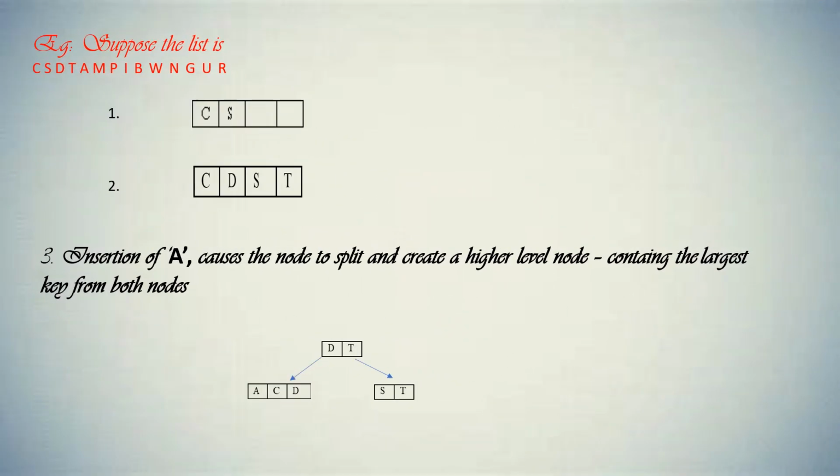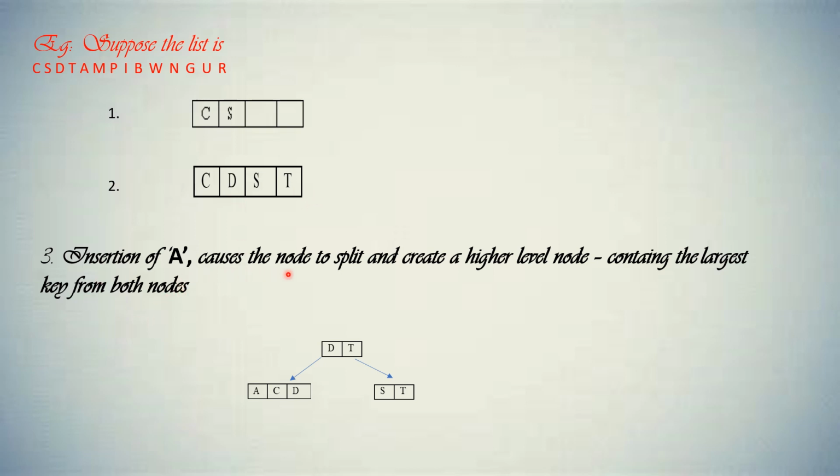Here is an example. Suppose the list is C, S, D, T, A, M, P, I, B, W, N, G, U, R. These elements should be listed in alphabetical order. First step, we take one node and there are 4 blocks over here. We fill them one by one in order. First comes C and next S is added over here. D is added in the second step and T is also added. Thereby this is in sorted order.